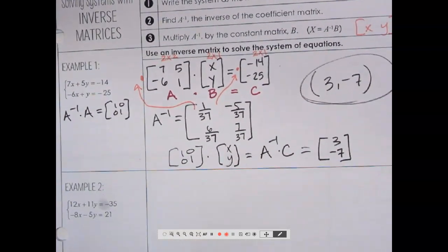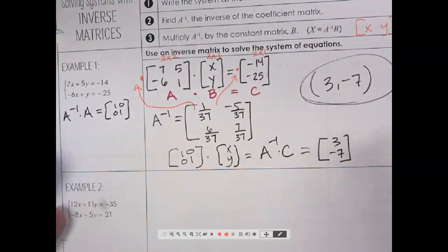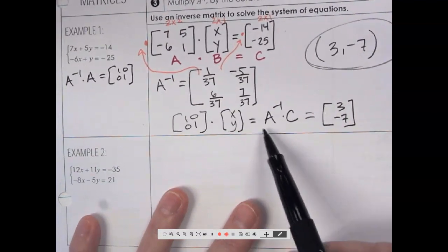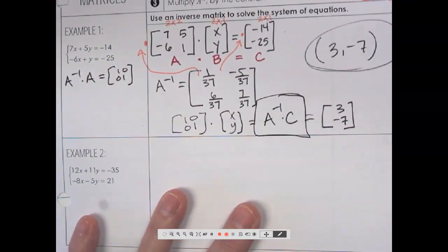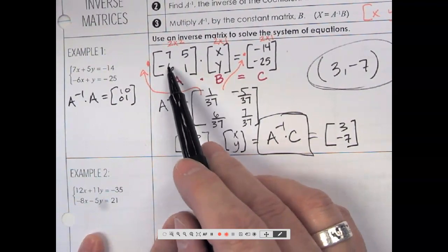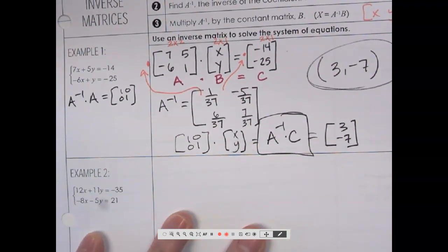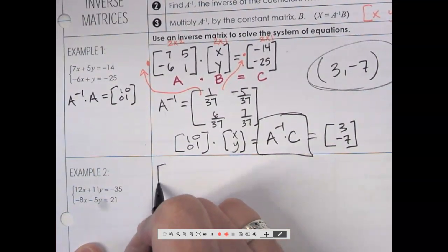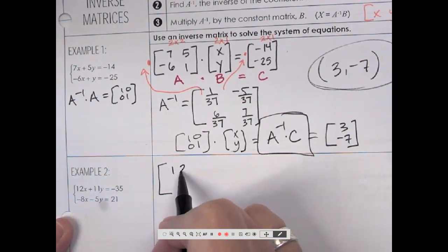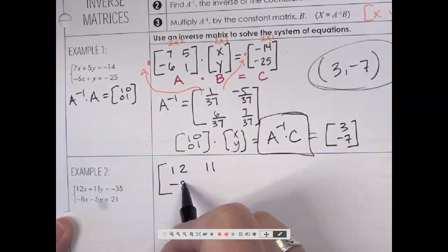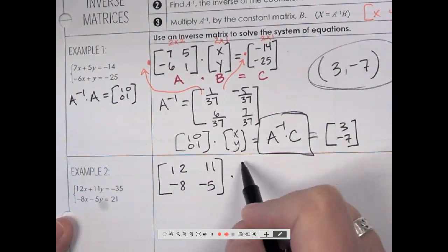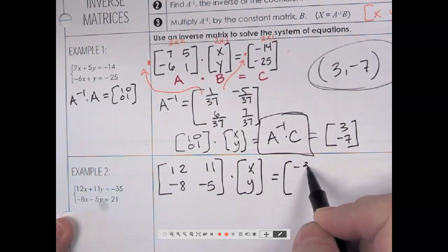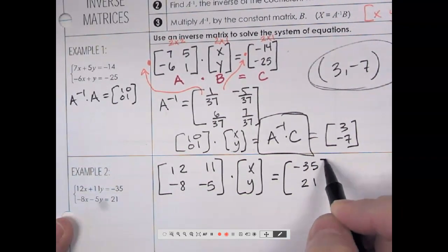Okay. All right. So I did a lot of explaining on this one. We can kind of jump to a shortcut without all the explanation because this is basically what we need right here. The inverse of these times the constants. Okay, so I can just drop down here and say, I'm going to set up my equation first. 12, 11, negative 8, negative 5 times xy equals negative 35, 21.